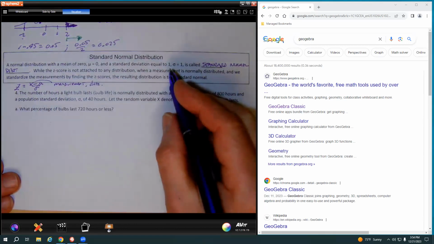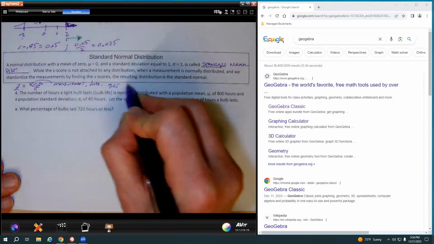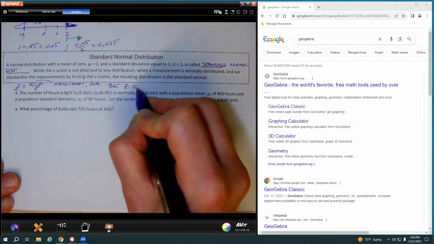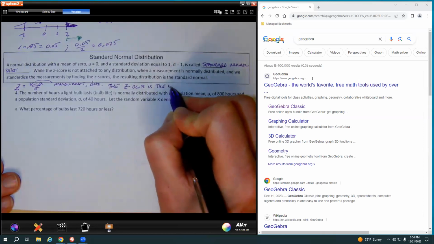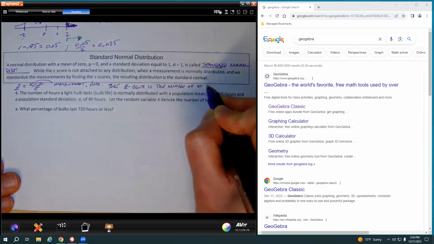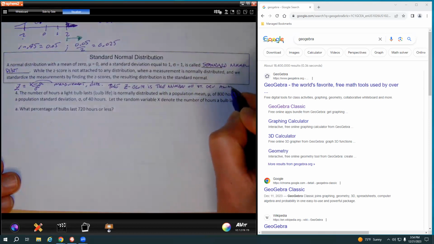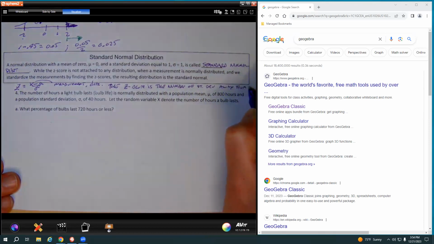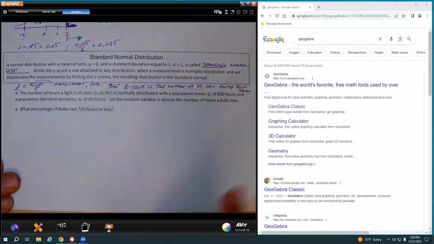Okay. So again, the z-score is the number of standard deviations away from the mean. Okay, so how are we going to use this?